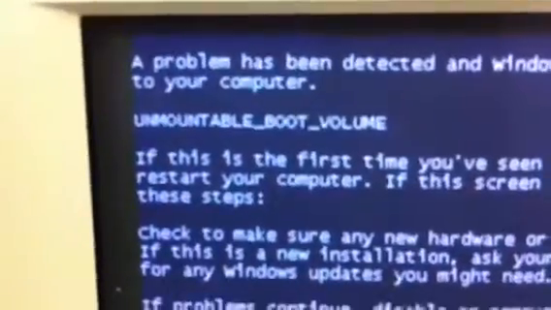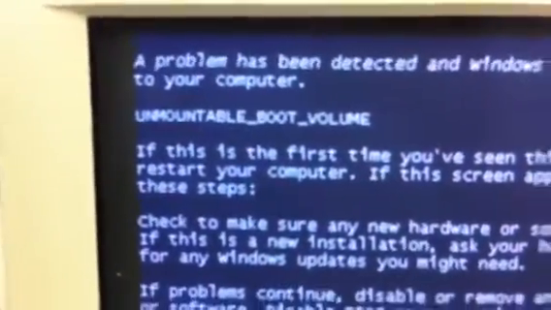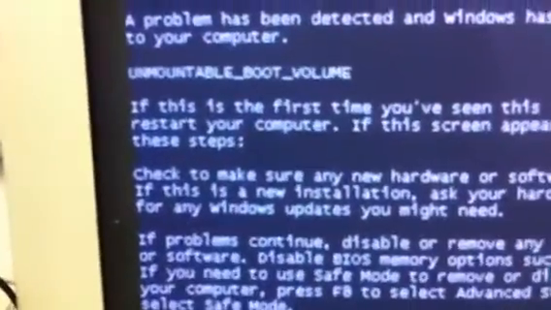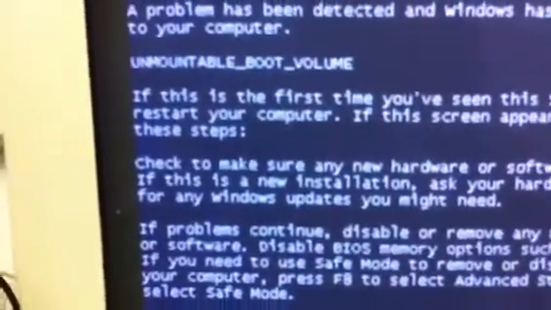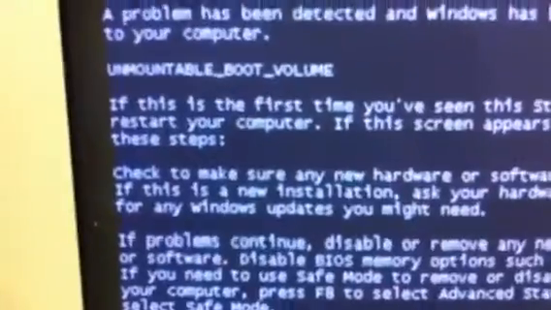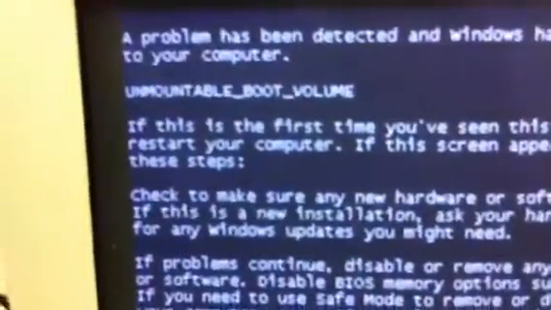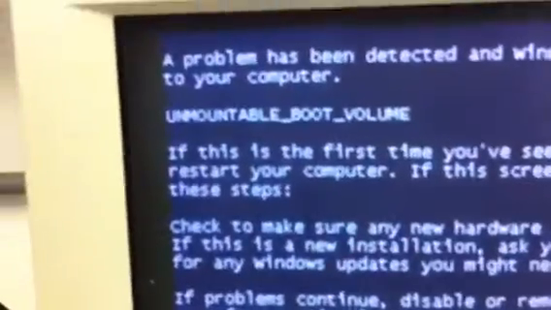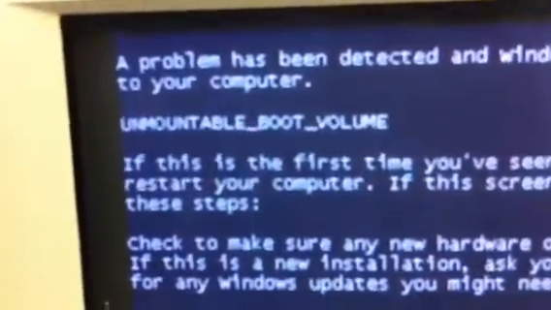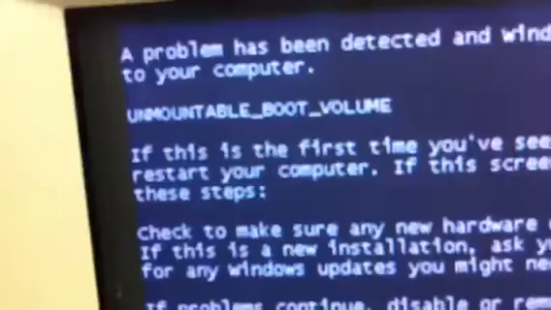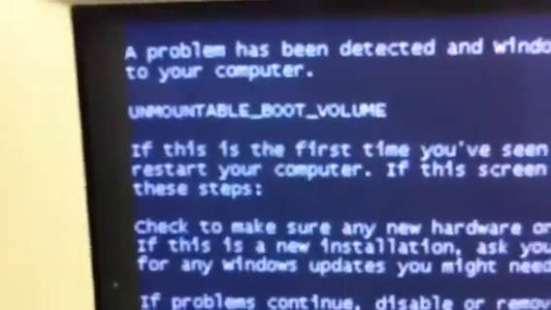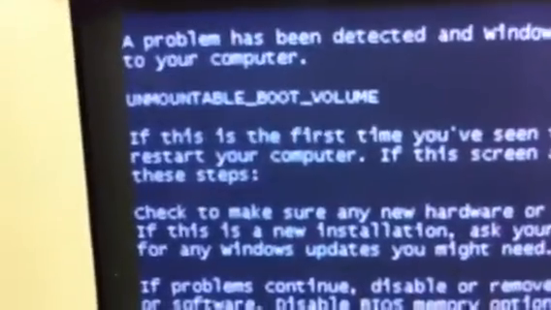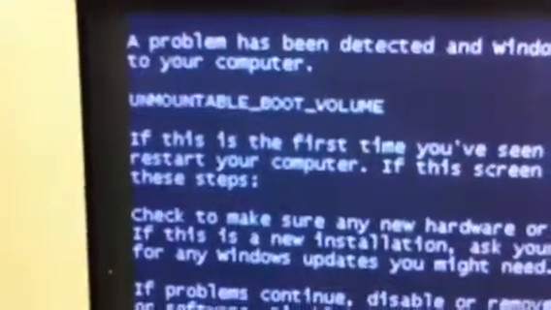In my experience I've seen this quite a few times. What that means is when the computer was last switched off or last restarted, it didn't shut down properly, which is what it should have done to be able to switch back on properly the next time we switch it back on. So that's why it says unmountable boot volume, because the boot volume can't be mounted, so it can't go into Windows just like normal.